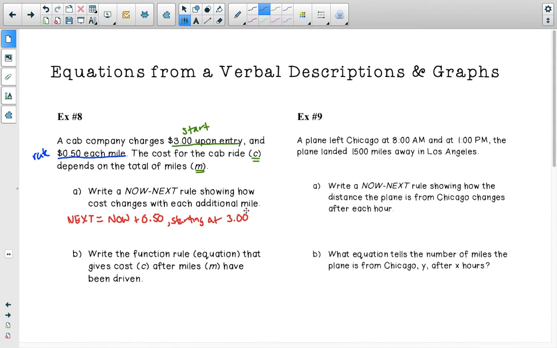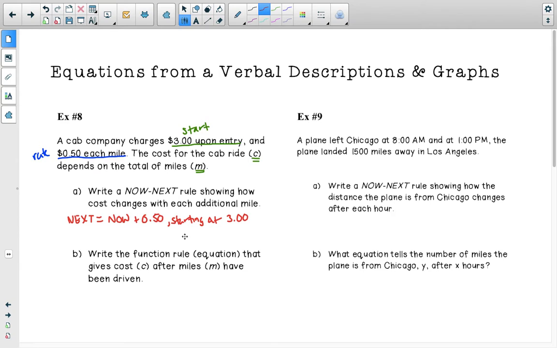We can use this to help us know which one is our constant and which one is our coefficient. Please remember that the y-intercept is your constant. That's your flat rate. Your constant was the $3, so that no matter what, we have to pay the $3. Every time we change, our rate tells us our slope.